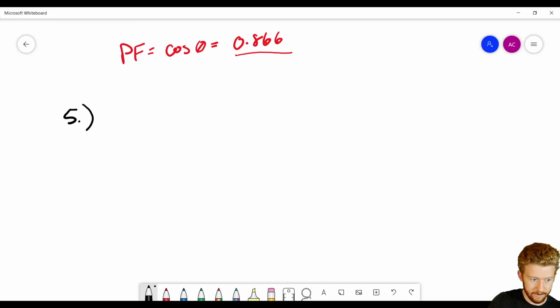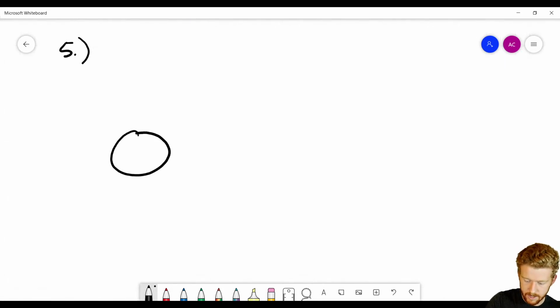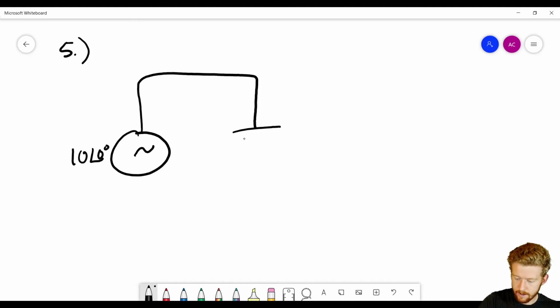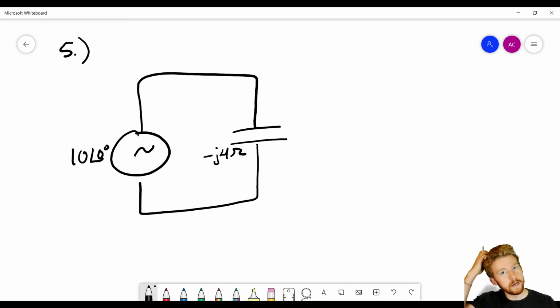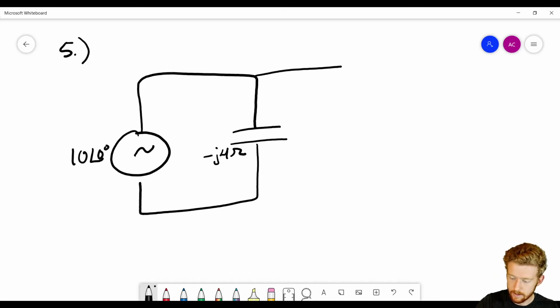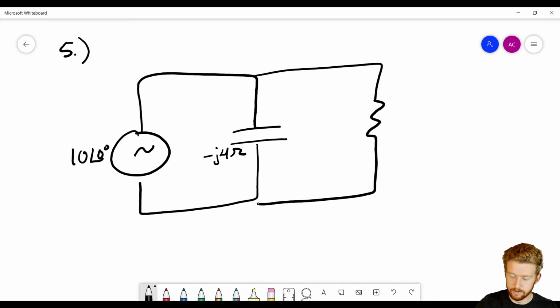So number 5, this one's going to be a little bit different, kind of similar. We're going to have a 10 angle of 0 source again. This time we have a capacitor. So this is minus j4 ohms. I gave this to you in impedance again, not capacitance. Okay, and then we're going to have a resistance. And this resistance is 12 ohms.